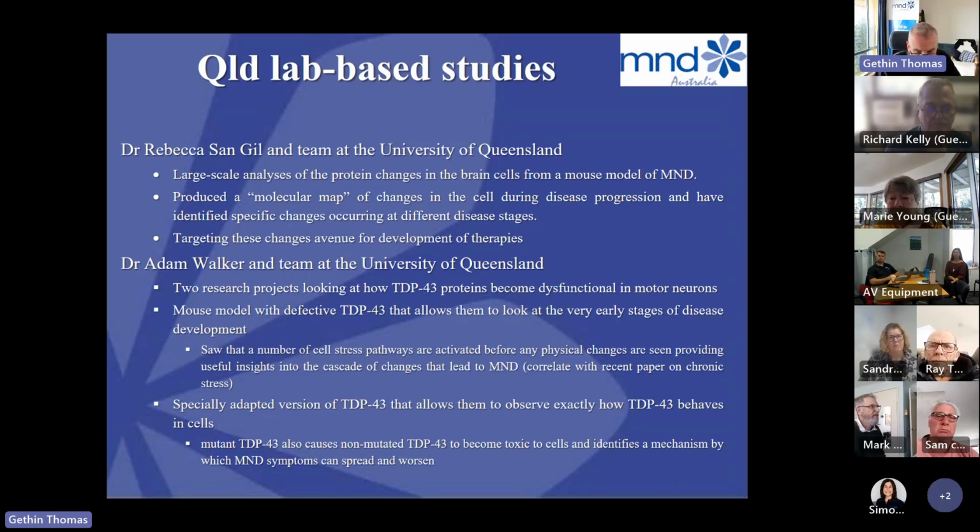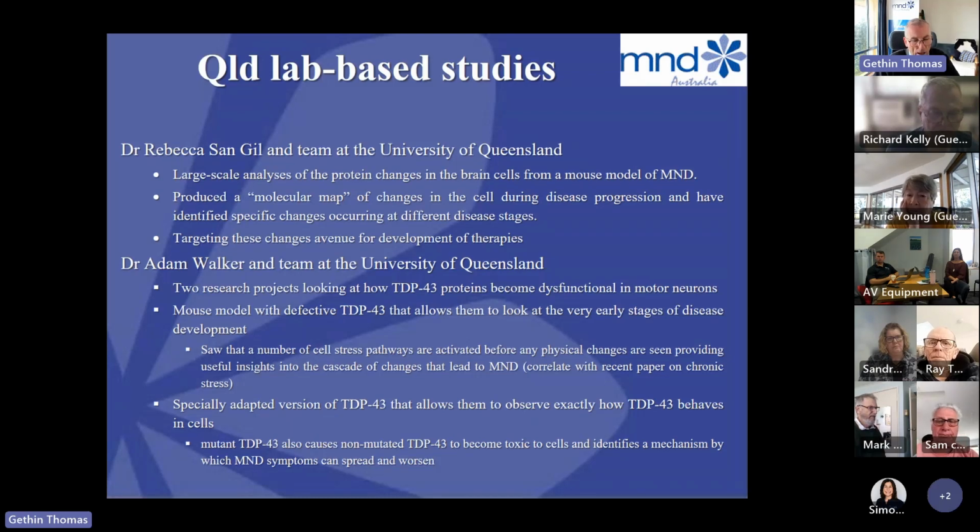The other study they did was also looking in those mouse models at how this TDP-43 causes cell death, and it also seems to be able to affect other molecules of TDP-43. Some of the molecules are mutated or defective, but there's other TDP-43 in your cells, and it seems to infect those as well.